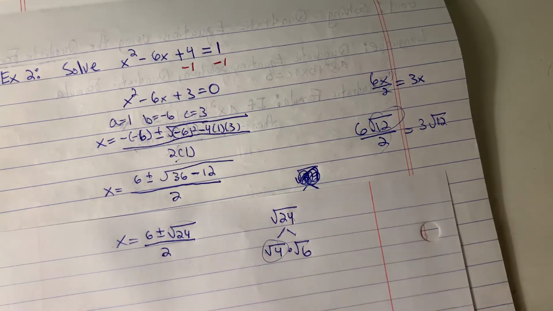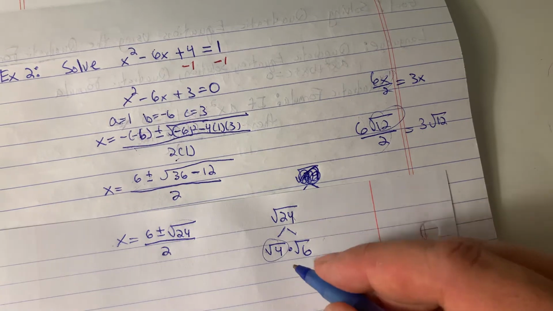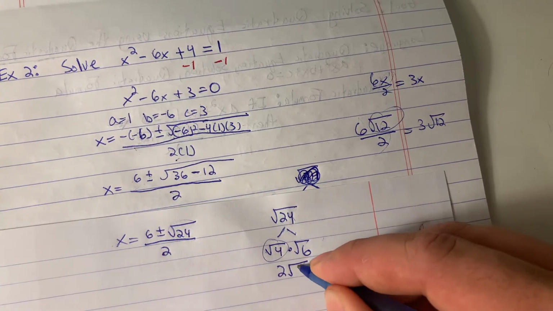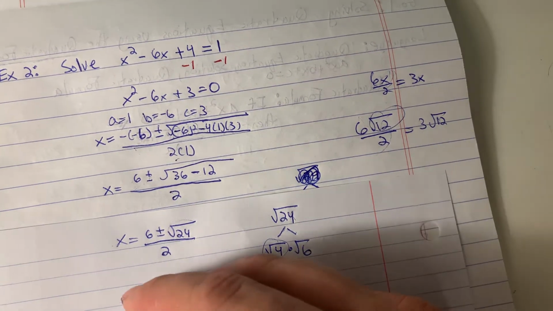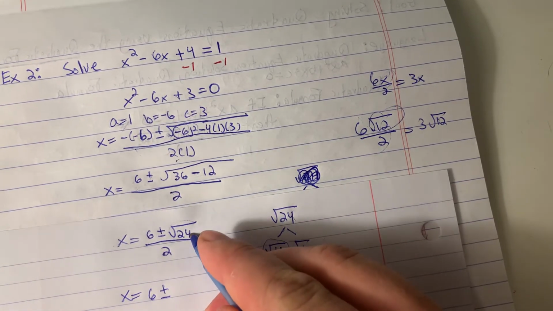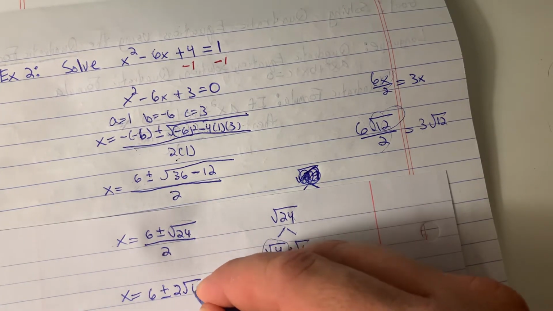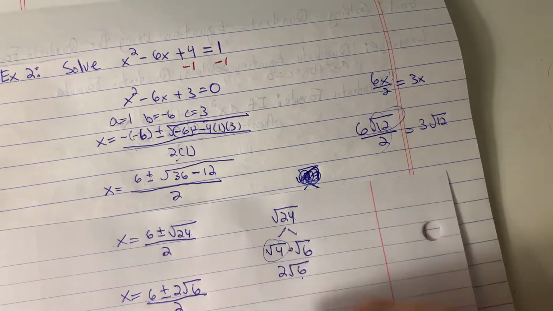And we chose that rather than square root of 2 times square root of 12 because the square root of 4 is a perfect square. The square root of 4 is 2, and so square root of 6 can't be simplified. So we have x equals 6 plus or minus. We're going to rewrite the square root of 24 as this simplified version: 2 square root of 6 all over 2.